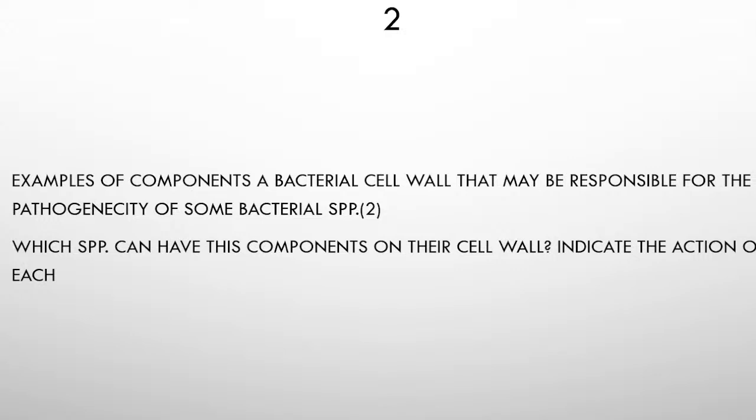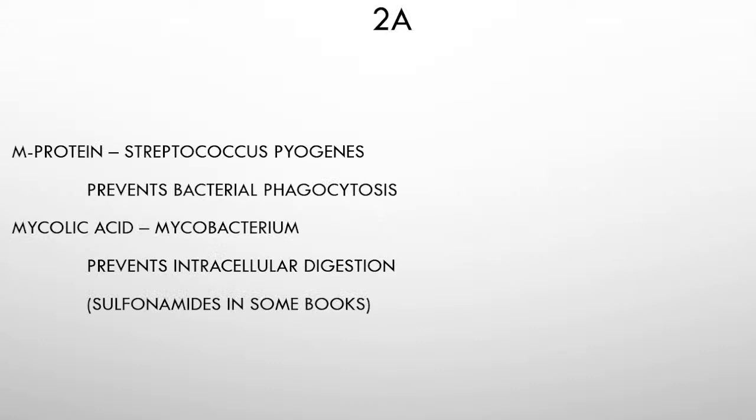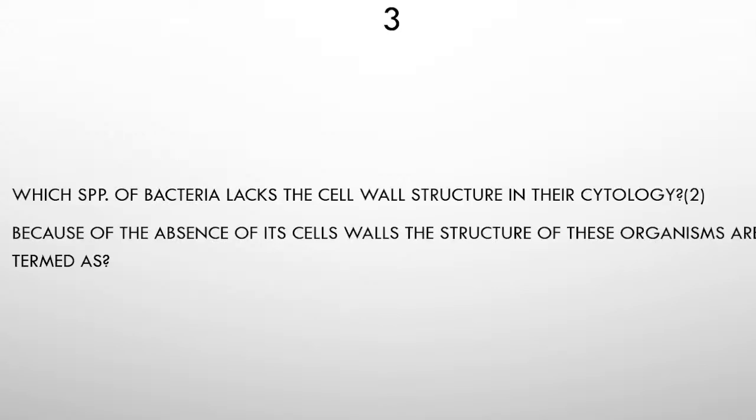But in this particular lecture, especially for board exam takers like you, these are just recall questions. I know you have already tackled this in your third year classes, but for the purpose of this lecture, I've summarized it for you in a condensed way. So M protein is found in Streptococcus pyogenes, and it prevents bacterial phagocytosis. Mycolic acid is found in mycobacterial cell walls. It prevents intracellular digestion, and in some books, the mycolic acid actually neutralizes sulfonamides. Okay?